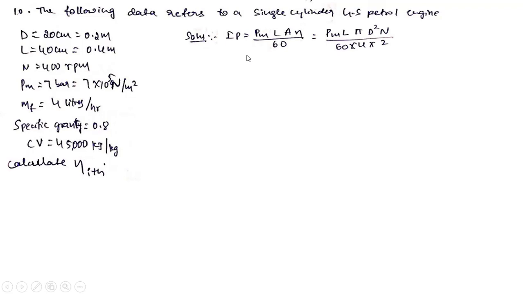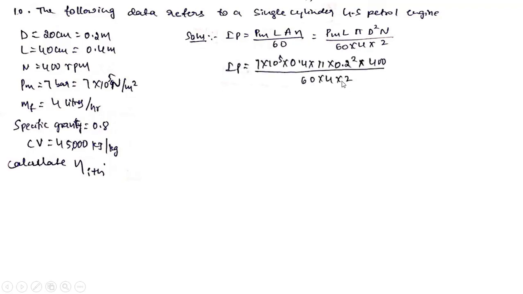So we will go for this IP of that engine. IP is equal to PLAN by 60. It's a 4-stroke petrol engine, so this lower case letter n is equal to N by 2. P m, L substituted as it is, A is pi d square by 4, and this n is equal to N by 2, and 60 in the denominator, write that as it is.